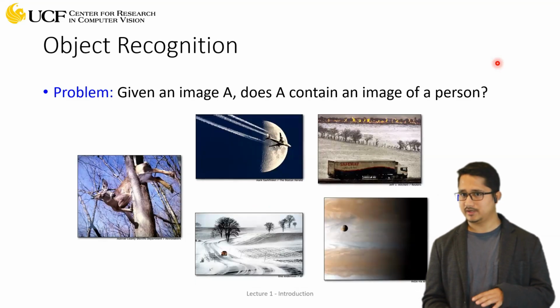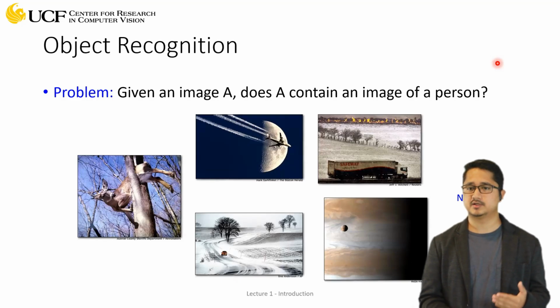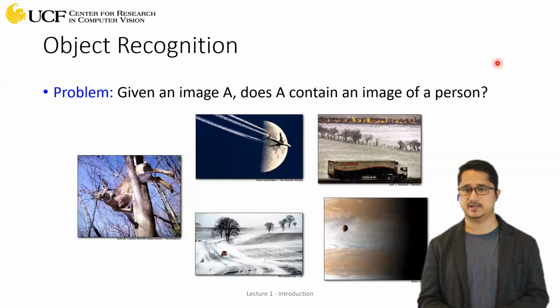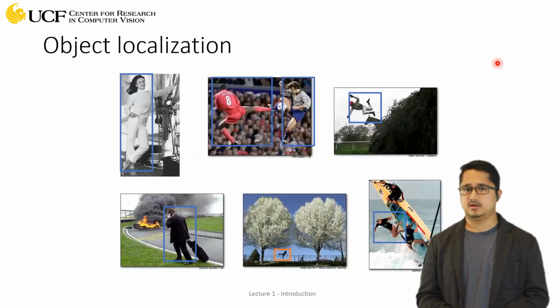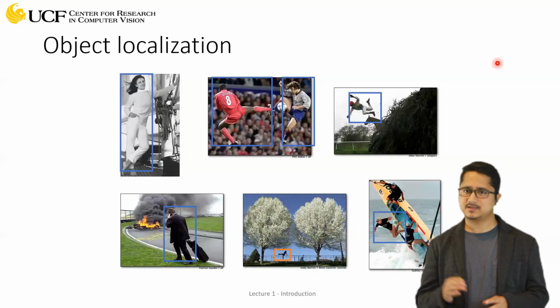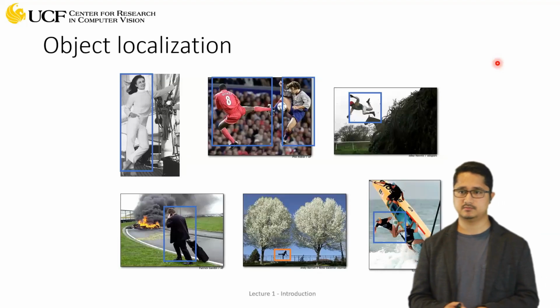Similarly, if we again look at the same problem, whether a person is present in an image or not, if we have these set of images, the answer will be no, because we don't see any person standing or doing something in these images. So that was the first task, and that's the basic task in computer vision.